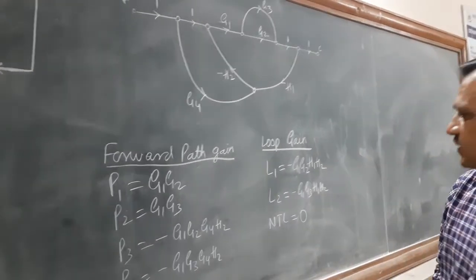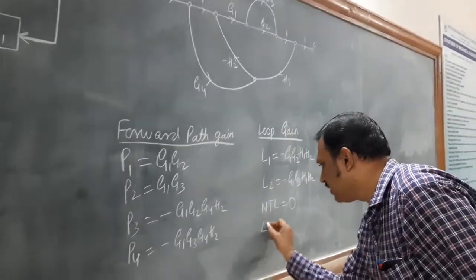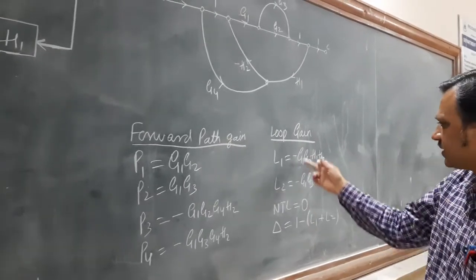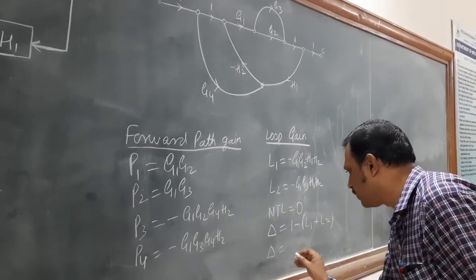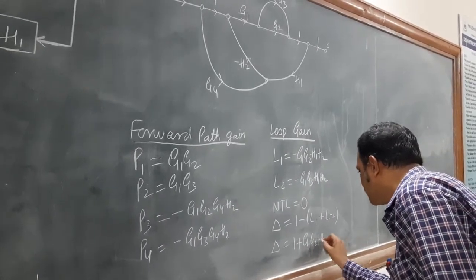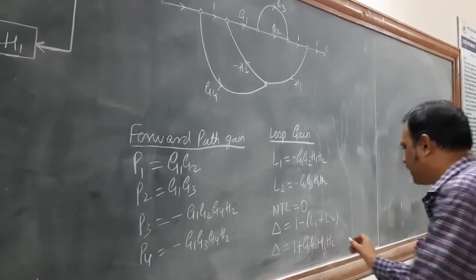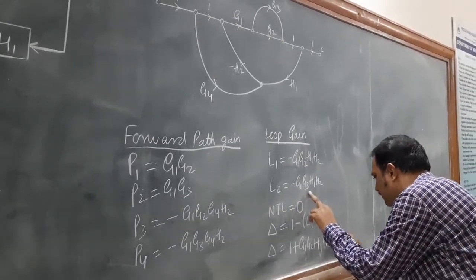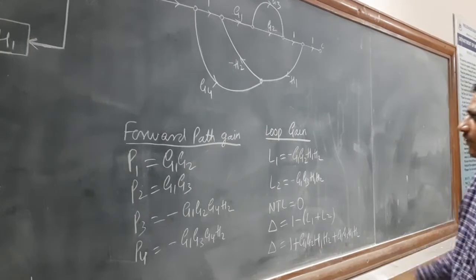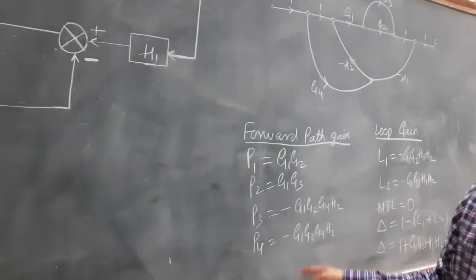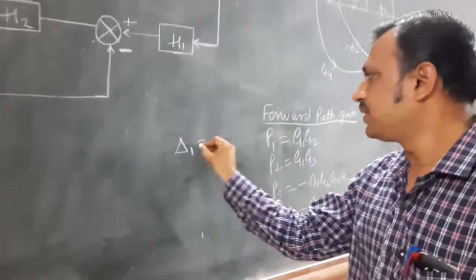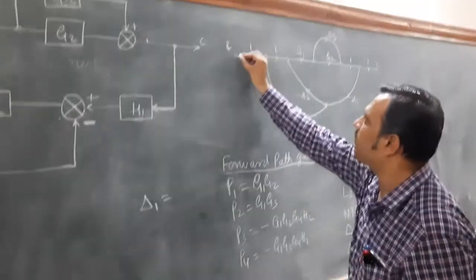Next we find the delta value. Delta is equal to 1 minus (L1 plus L2). L1 plus L2 means this only. That is, delta is equal to 1 plus G1, G2, H1, H2 plus G1, G3, H1, H2. This is the delta value. Next, depending upon the forward paths, we have to write delta 1, delta 2, delta 3, delta 4. First, I will write delta 1 with respect to P1. This is the first forward path.